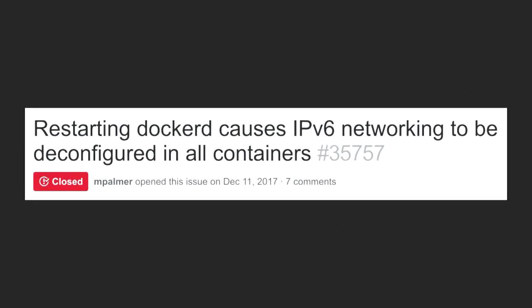Or does it? This ripper of a bug, a bit over a month old. This ripper of a bug took us down for quite some time, all of our customers. What happened was, if you restart Docker normally, all of your containers get restarted. They get shut down, they get brought back up again.